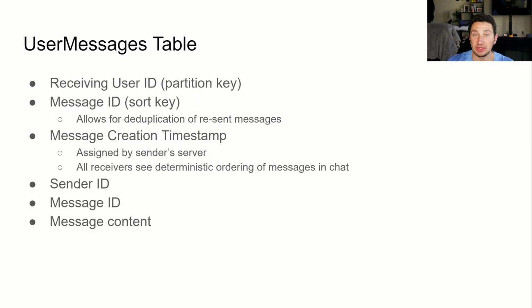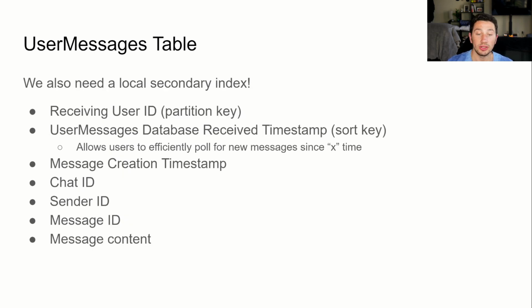We'll partition our user messages table by the receiving user ID so that all messages in a user's inbox are on the same shard. The first thing that we want to ensure for this table is that message insertions to this table are idempotent. We can guarantee this by using the message's unique ID as our sort key. That being said, we also want to allow clients to very quickly fetch all the messages since the last one that they've read.